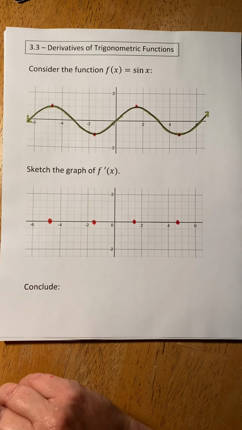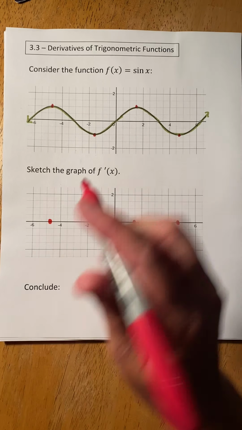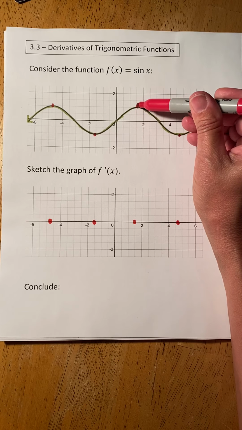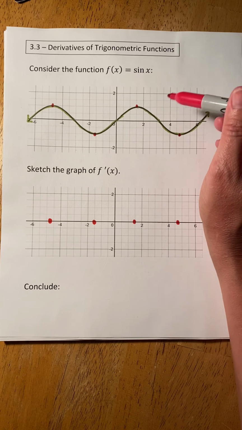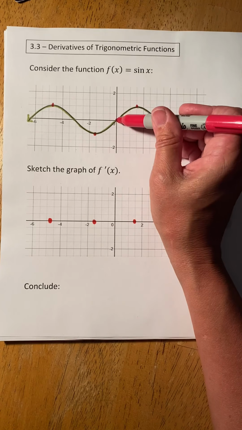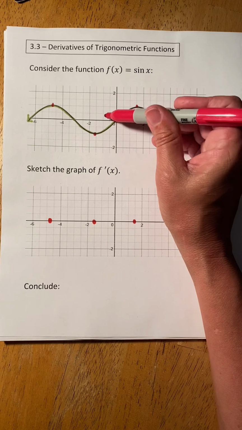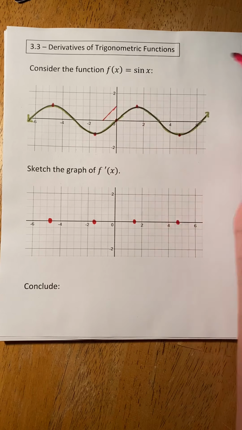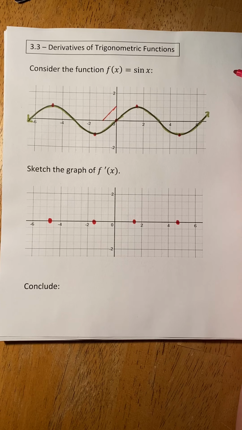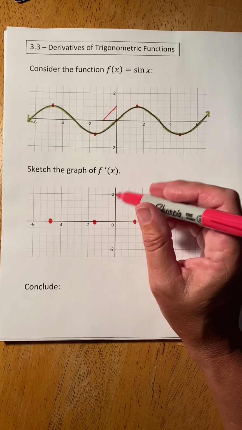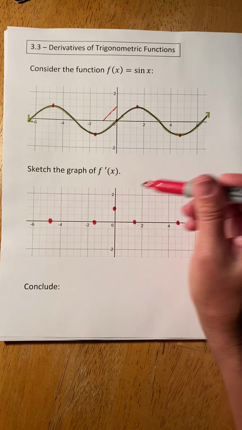Because remember, that's what the derivative is. We're sketching the graph of the derivative, so I'm looking at each input and deciding what is the steepness at that point. All right, I'm going to go over here for a minute. Let's look at 0. Now remember, 45 degrees has a slope of 1. That looks pretty much like a 45-degree angle. So I'm going to conclude the derivative at 0 is 1.